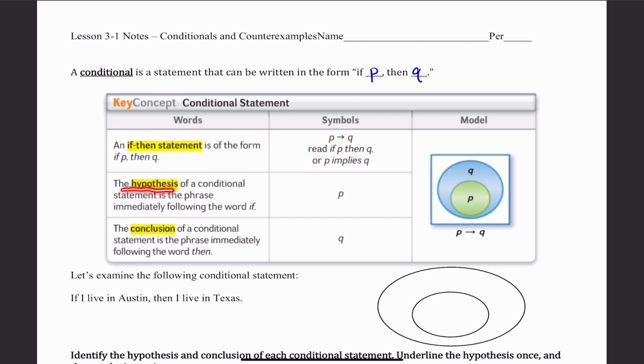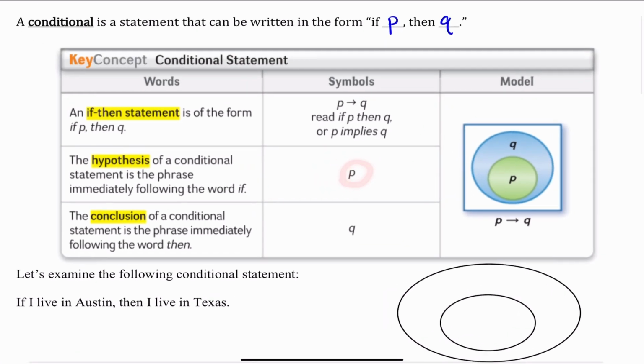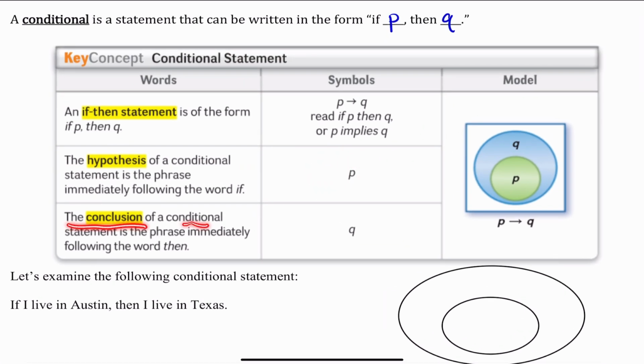We say that the hypothesis of a conditional statement is the phrase immediately following the word if, which we will represent as P, and the conclusion of a conditional statement is the phrase immediately following the word then, which we will represent as the letter Q. So if we take a look at our model, P arrow Q or P implies Q, we can say that circle P is inside of circle Q, and we will get into more information about that.